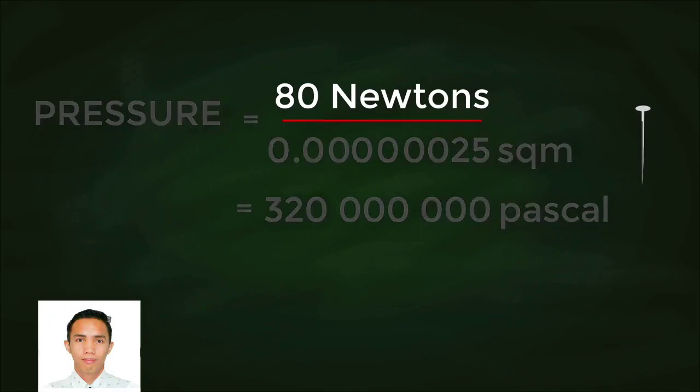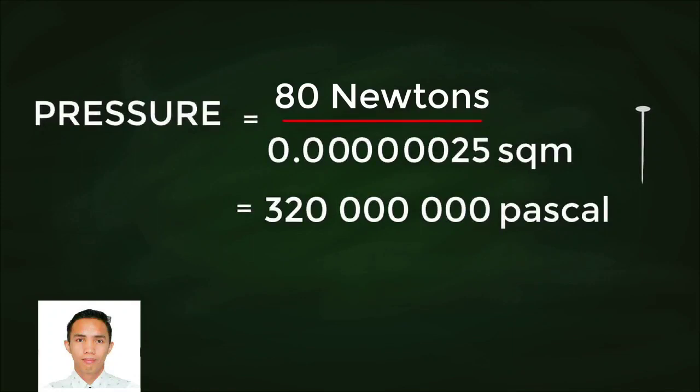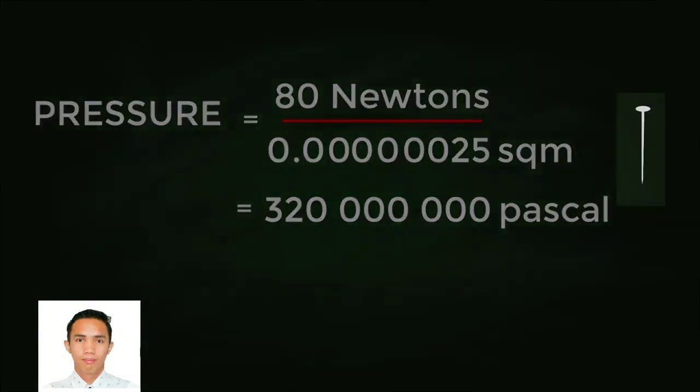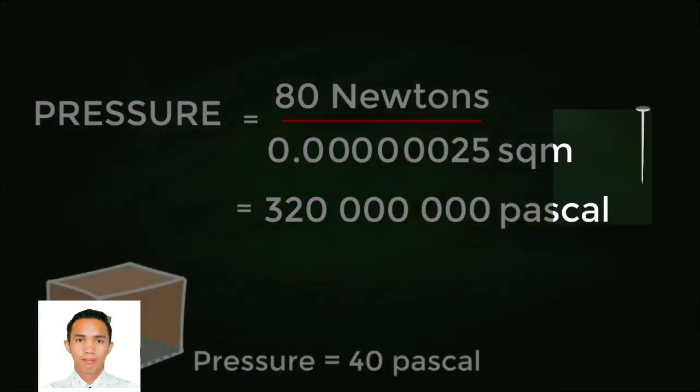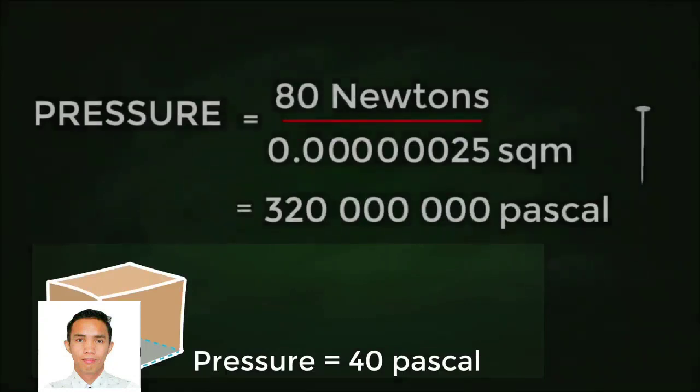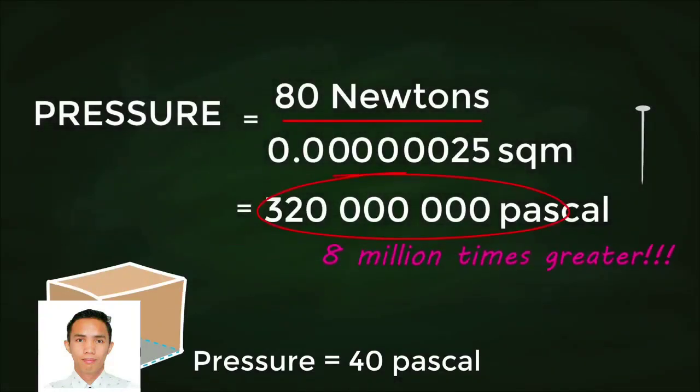That means that the same force, that is 80 newtons, is able to exert a pressure that's 8 million times greater if it's being exerted by a pin compared to an object with the area of that box. 8 million times greater. Amazing, right?